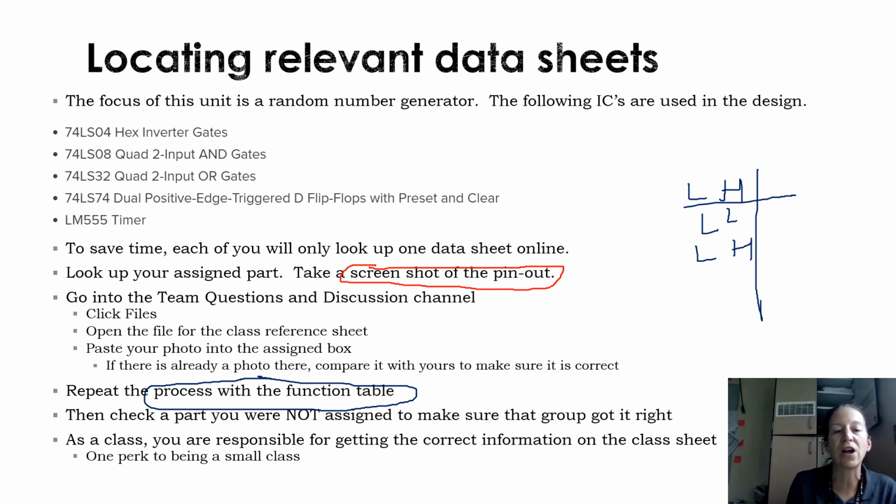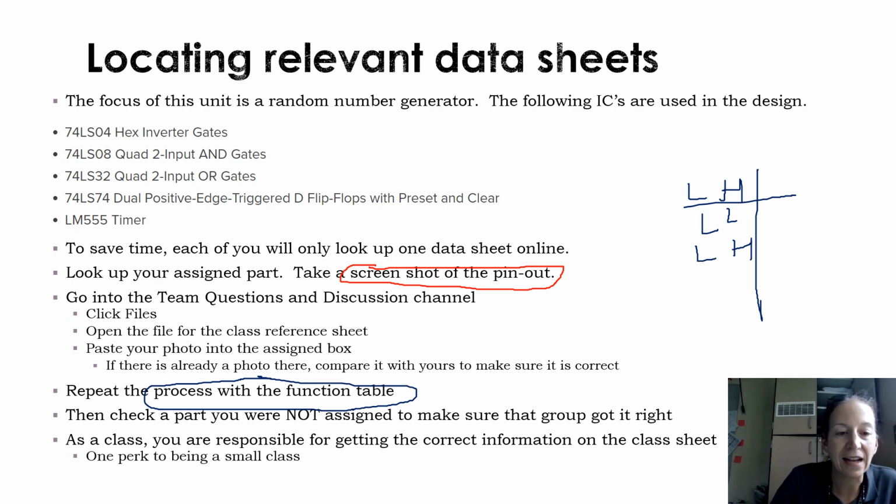Then I want you to go check a part that you were not assigned. So if you were assigned the AND gate, go and check the hex inverter gates, or check the OR gates, or the flip-flop, or the timer. And hopefully we have enough people in the class that not everybody's going to pick the same thing. And I just want you to double check that group's work and make sure that that group got it right, that they have the right stuff.